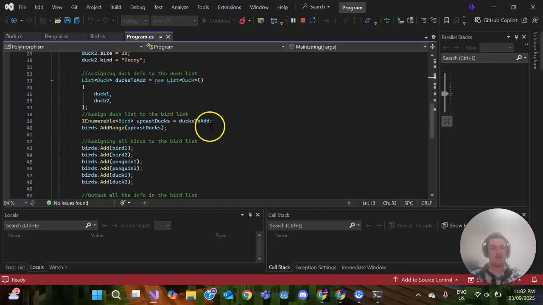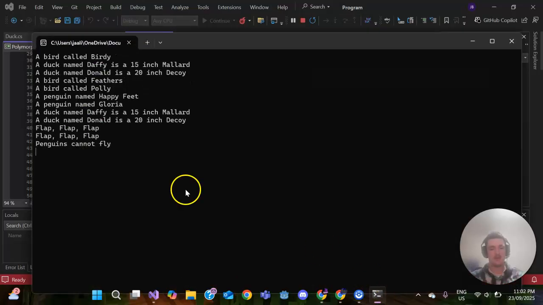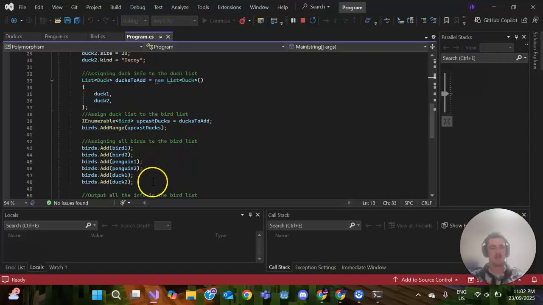Then we have the flap of the different birds, as well as the penguins that cannot fly at all. So yeah, that's how it works.